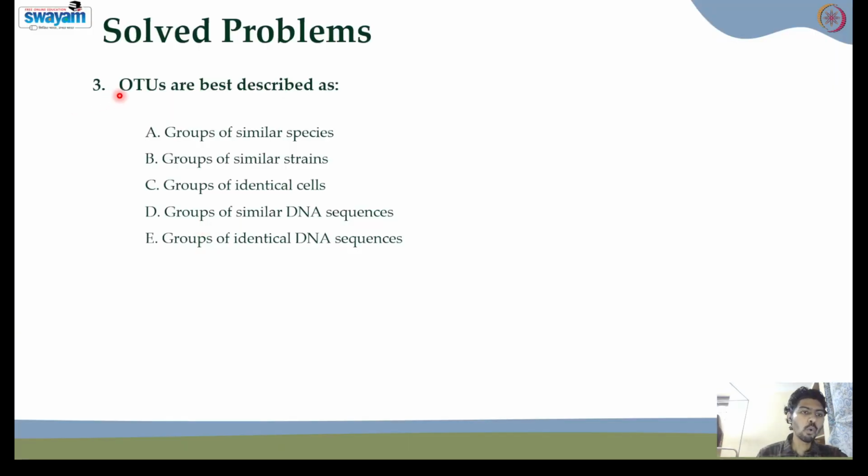Next question is, OTU is best described as. And I hope you know the expansion of OTU, which is Operational Taxonomic Unit. So it is best described as option A, group of similar species. Option B, group of similar strains. Option C, group of identical cells. Option D, group of similar DNA sequence. Option E, group of identical DNA sequence. So among these statements, which is best suited for describing the operational taxonomic unit? Now you can post your answers.